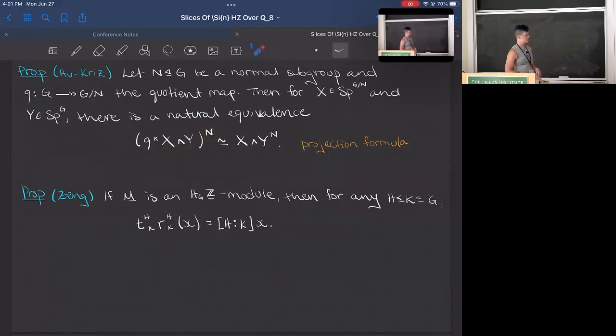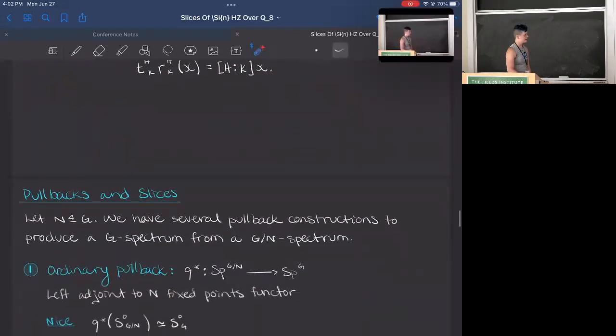Another useful proposition due to Zheng is if we have some Mackey functor M and it is an HGZ module, then for any H contained in K contained in G, if we restrict from H to K and then transfer back up from K to H, that has to be multiplication by the index of K in H. All right, that's the setup we need.